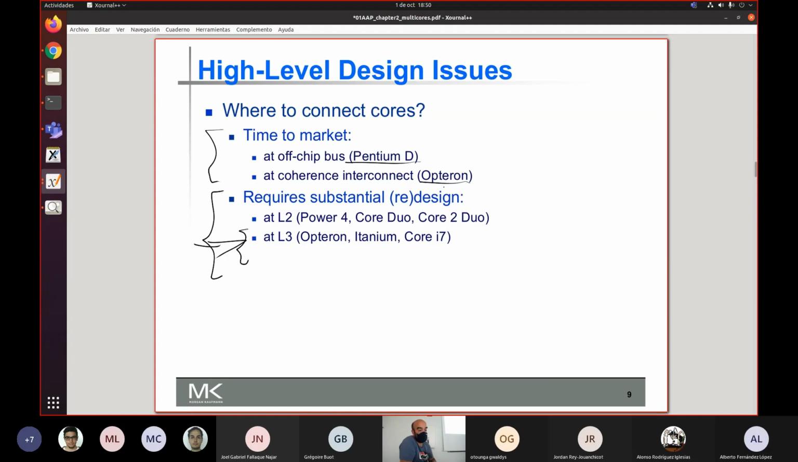But obviously, we are not in this time. Multi-cores have been with us for many years, and our current solution is to connect cores at a given level of the cache, and normally level 3. Another important thing is fault tolerance support.